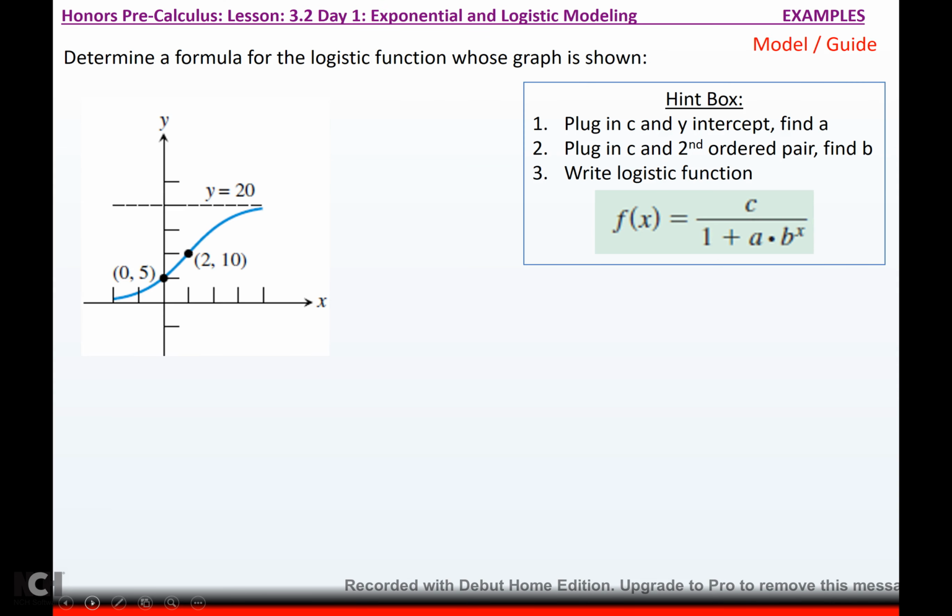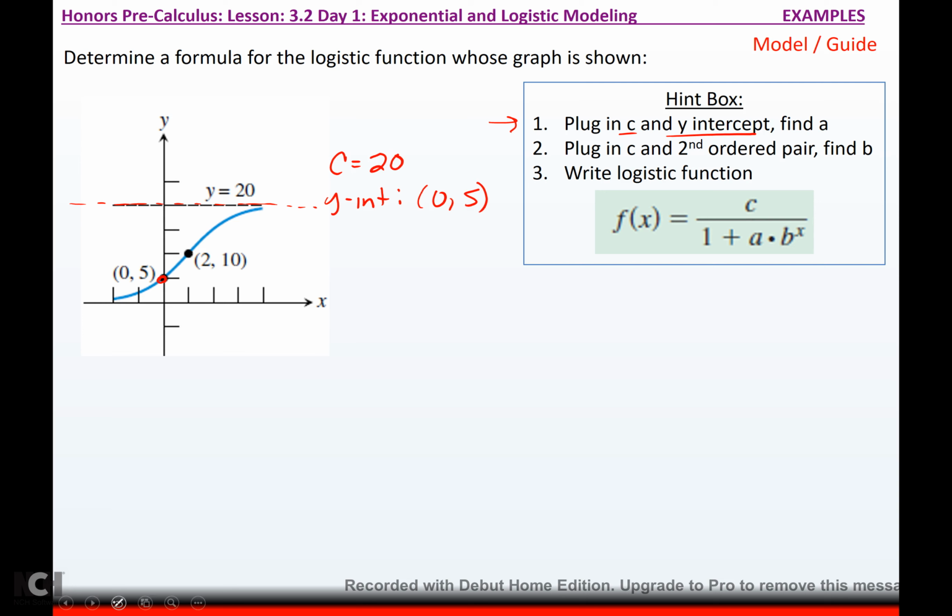So here we go. It says, determine a formula for the logistic function whose graph is shown. So the first step says, plug in C and the y-intercept to find A. What the heck is C? Remember, that top number is your limit to growth, in other words, what it can't pass. So my C in this case is 20. My y-intercept is 5. Sorry, I should use the whole ordered pair, my bad, in order to find A.